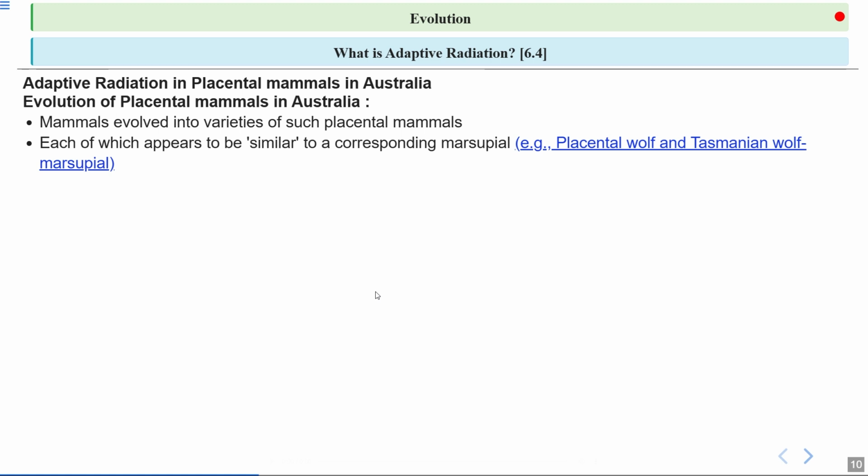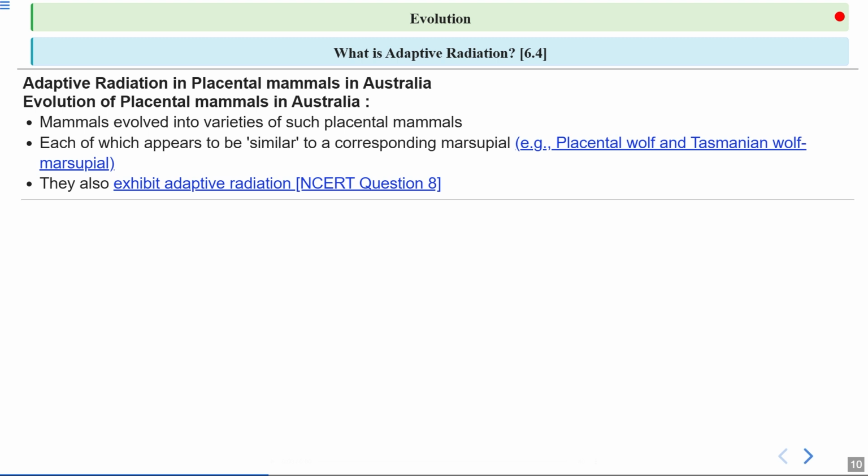Here two adaptive radiations are occurring together, one in marsupials and another in the placental mammals. There are two separate adaptive radiations. Clear? Because of this, the placental mammals are very similar to the marsupials. For example, the placental wolf is very similar to the Tasmanian wolf. So these placental mammals are also showing adaptive radiation.